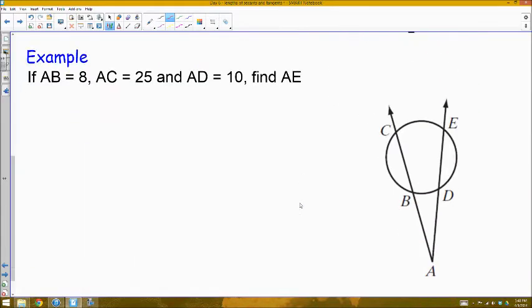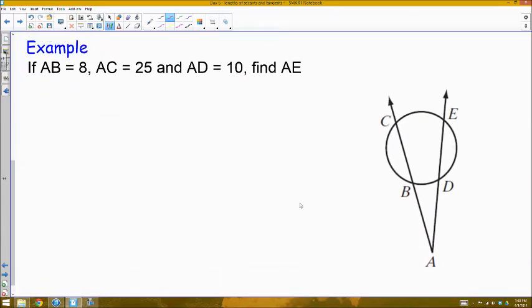Again, using a numerical example to get a clearer picture of this. In this case, I have segment AB is 8. I have segment AC is 25. And I have segment AD is 10. I'm looking for the length of segment AE.